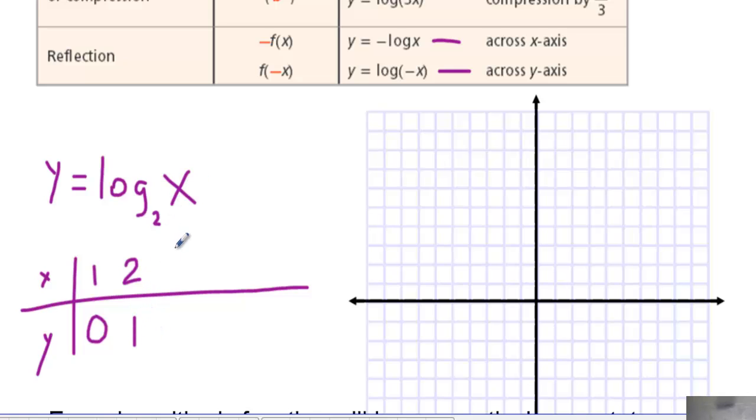That would be 1. If I plug in 4, log to the base 2 of 4, that's saying 2 raised to what power gives me 4? That would be 2. If I go up to 8, log to the base 2 of 8 is equal to what? That would be 3, because 2 to the third is equal to 8. And so if I plot these points, 3 is here, and the graph, doing my best here, actually looks something like this.